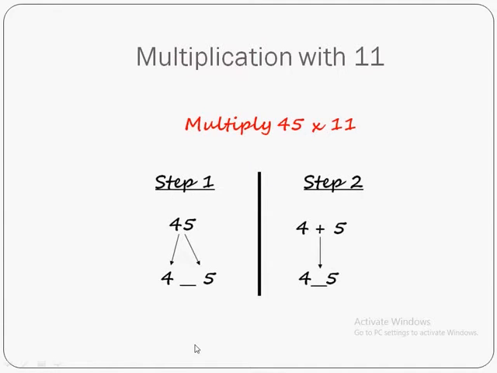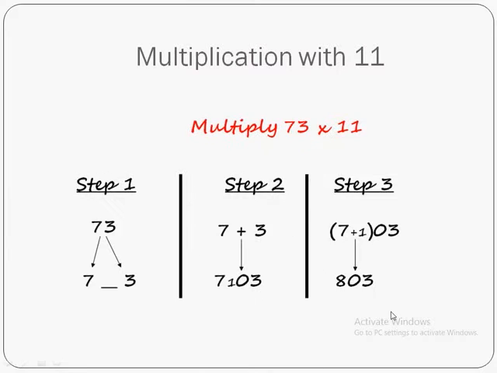Now let me give you one question. Multiplying 45 with 11: first we split both numbers with a space. Then we add both numbers and place the sum in between. Give a guess what number it will be. I think you are right. It will be 495 because 4 plus 5 is 9. So our output is right. See how easy it is to multiply any number with 11.